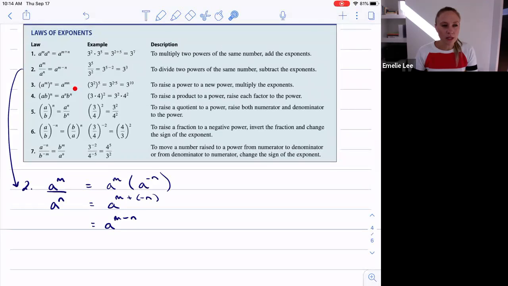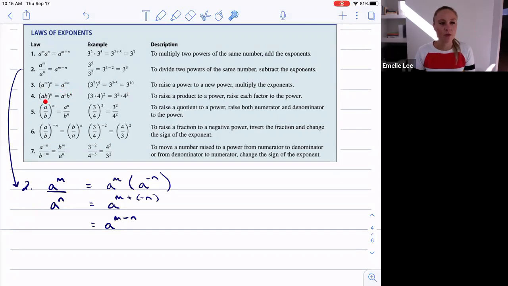Law number 3 says that, okay, well, I can separate. So if I'm multiplying in the power, in the exponent, then I can break them up with brackets, and it won't be affected, right? So I can have a to the power of m, to the power of n. That's the same as a to the power of m times n, right? So if the exponents are being multiplied, then they can just stay multiplied, and we can separate them with brackets and it won't matter.